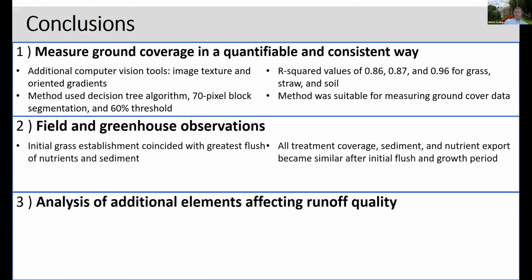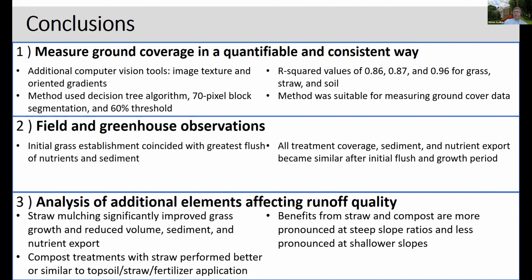And field and greenhouse observations: initial grass establishment or vegetative establishment coincided with the greatest flush of nutrients and sediments, which is understandable. Higher the nutrients, you will have higher the growth. But that could also be a potential problem down the road. All treatment coverage, sediment, and nutrient export became similar because the vegetative growth was comparable in the long run.